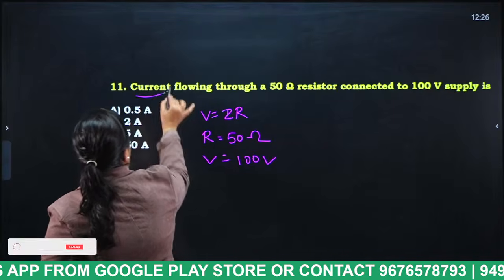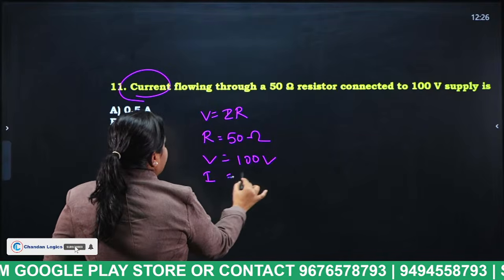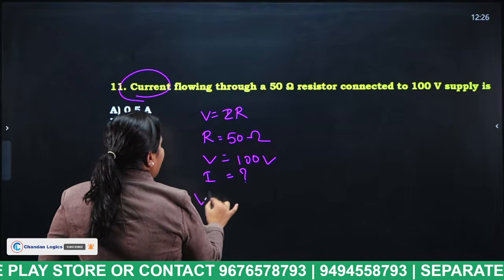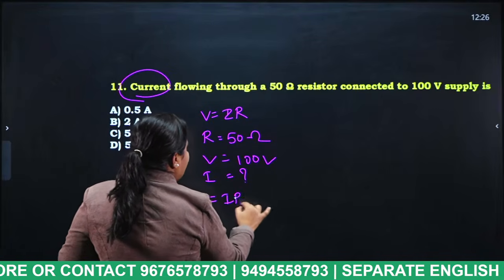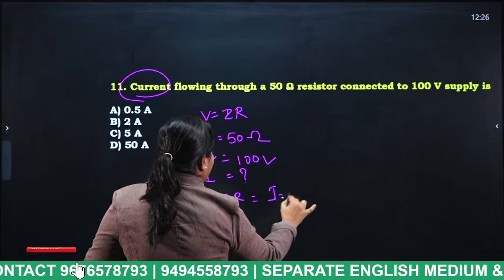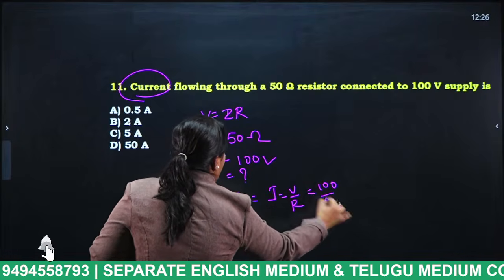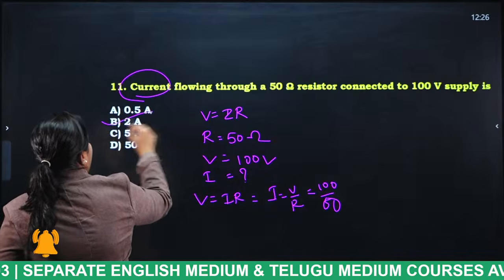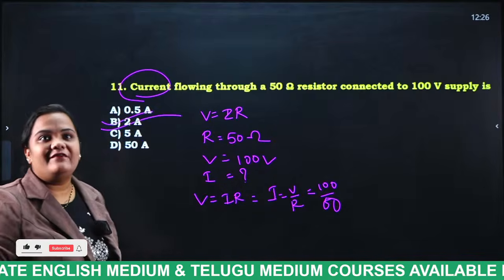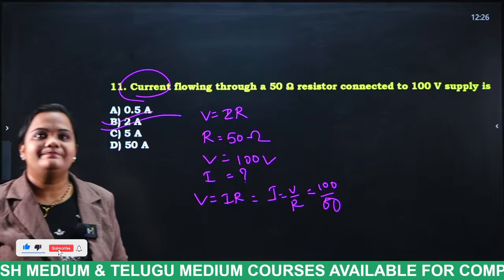What we have to find? We have to find I. So substitute in this formula, V is equal to IR. From this formula we will get I is equal to V by R. Finally 100 by 50. So what will you get, students? 2 amperes. Clear? Very good, very good.